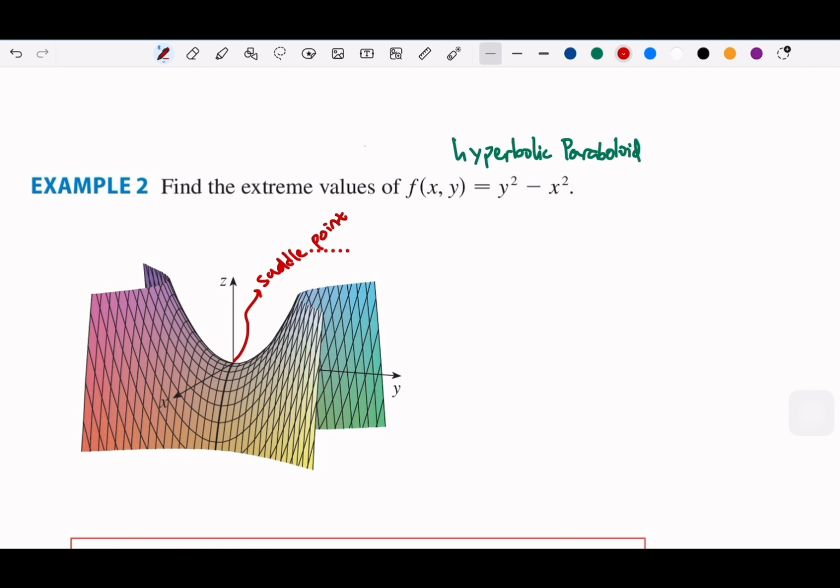Okay, so if we try to find the partial derivatives of this hyperbolic paraboloid, partial x gives us negative 2x, and partial y gives us 2y. The only possible critical point is (0, 0), right? So the only possible point is (0, 0).